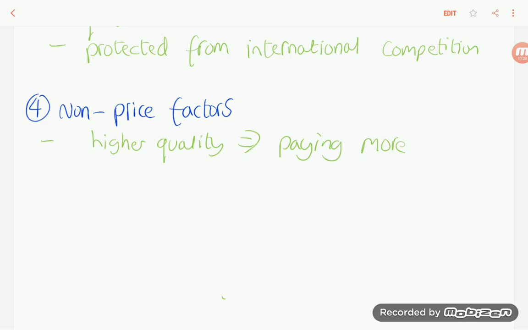It should be pointed out that net exports tend to make up a small percentage of aggregate demand in the UK, so changes in net exports have a minor impact on AD.